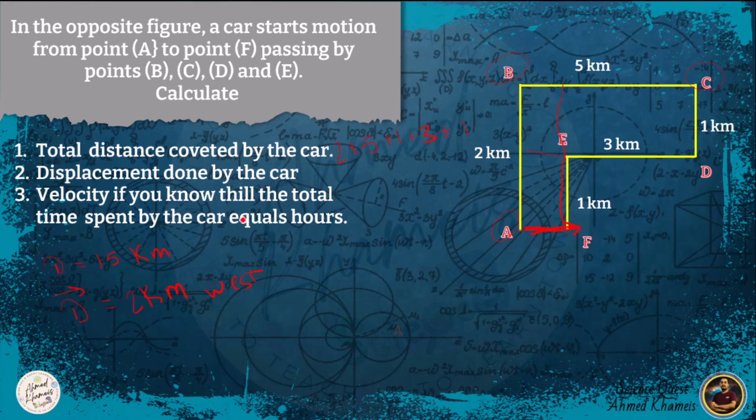The velocity. If you know that the total time spent by the car equals 1 hour, so velocity equals displacement over time. So the displacement is 2 kilometers over 1 hour, equal 2 kilometers per hour in the west.